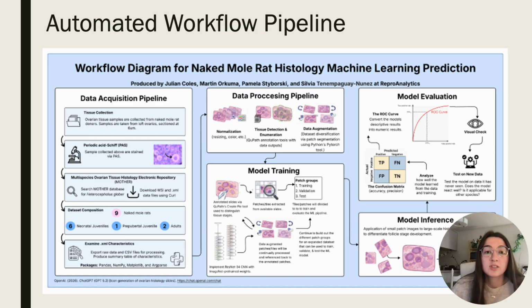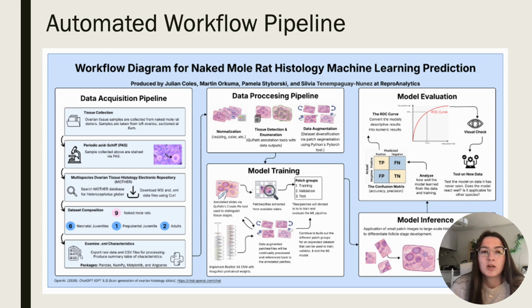The image shown is our workflow pipeline graphic. We begin with our data acquisition pipeline, starting with tissue collection and periodic acid Schiff staining on the slides. Slides are digitized and included in the multi-species ovarian tissue histology electronic repository. We break down the dataset composition and examination of the XML file characteristics.